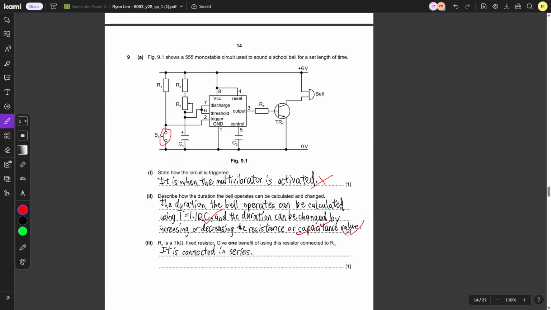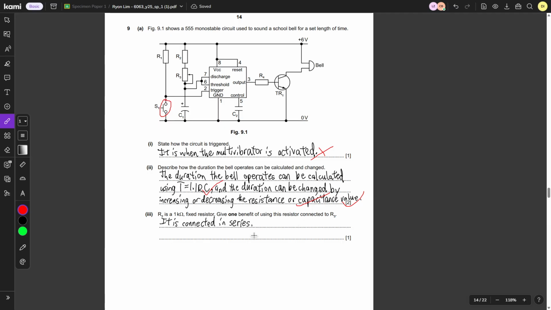R2 is 1 kilo. One benefit of using this resistor, it is connected in series. My answer is not going to be that good, but this is even worse than my answer. My answer is your default resistance will be 1 kilo ohm, so that your input will always have a resistance. Because if at that place it will be 0 ohms, right? Then your period output will be zero, or your output will be nothing.